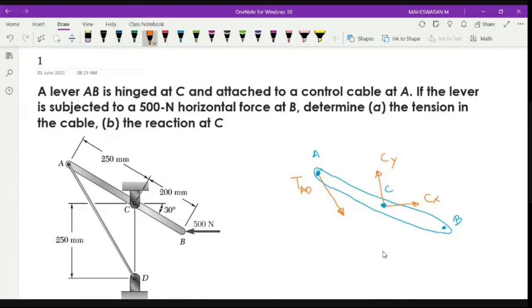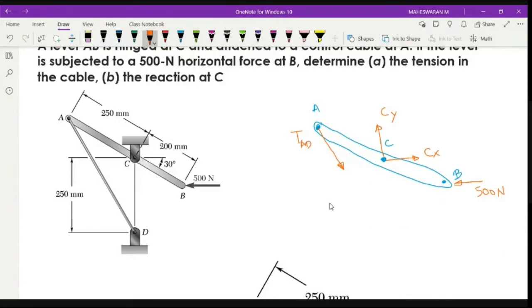If I mentioned RX, RY, there will be lots of names, so better I will go for C. The same location, with respect to X and with respect to Y, there are two forces. And then you also have a horizontal force, which is 500 Newton. So this is my free body diagram.